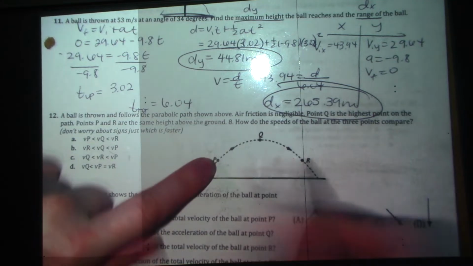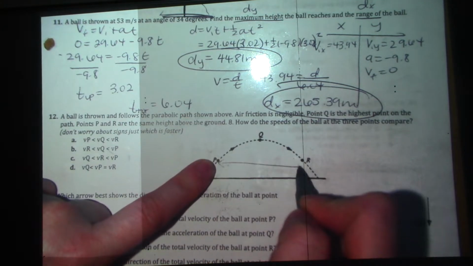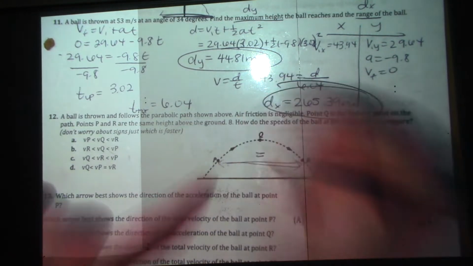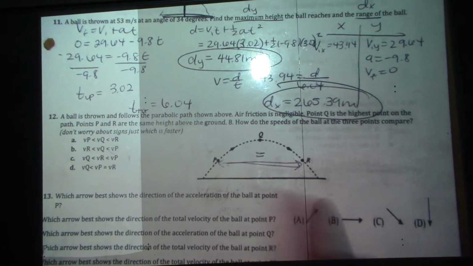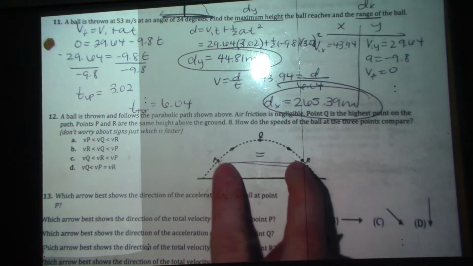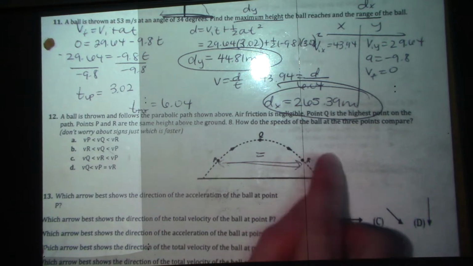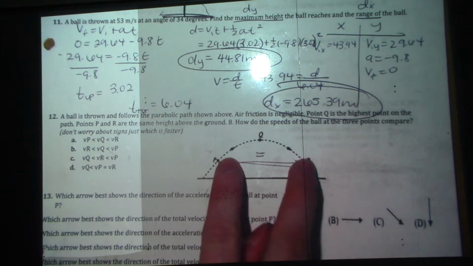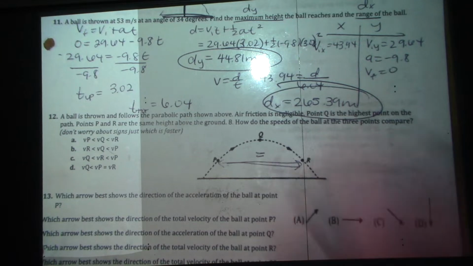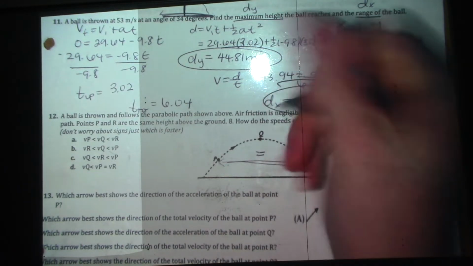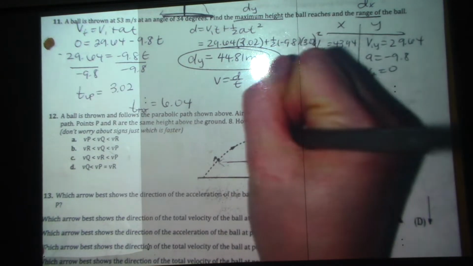So I'm looking at P and R, so because these are at the same height, I'm going to say those are equal, because I know this is symmetric, right? So at the same height, they would have equal speeds. One will be right and up, this one will be right and down, but it's still the same speed, just different directions.